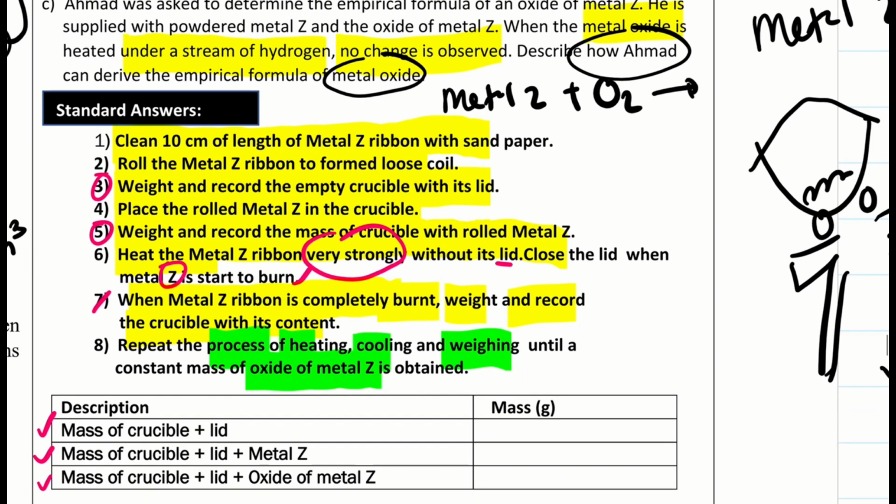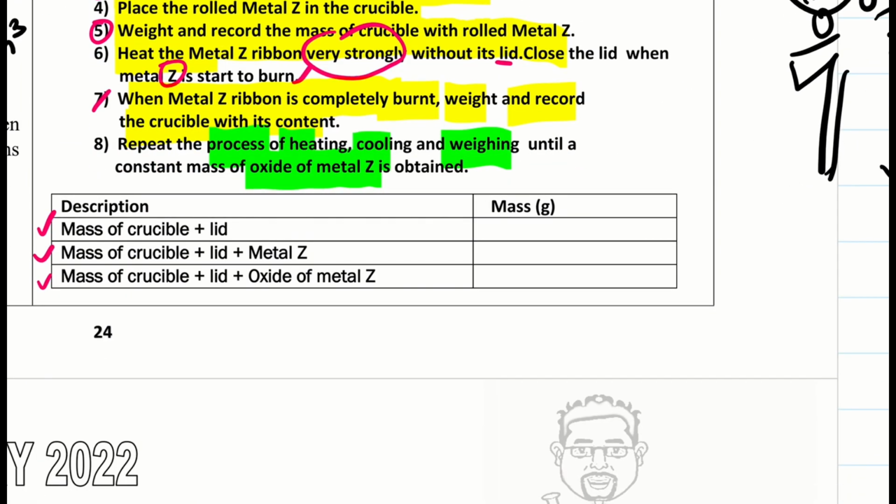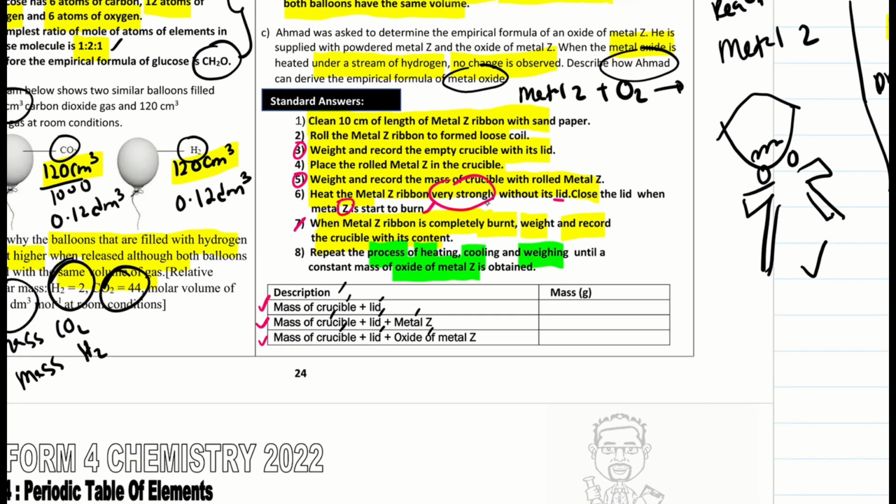And how to present the results? In the description we draw a table: mass of empty crucible plus lid, mass of empty crucible, lid and metal Z, and the final mass of crucible, lid and metal oxide. So that's how we answer the experiment.